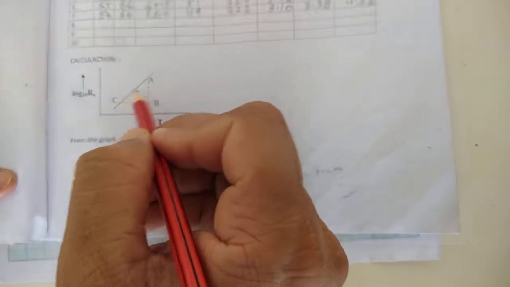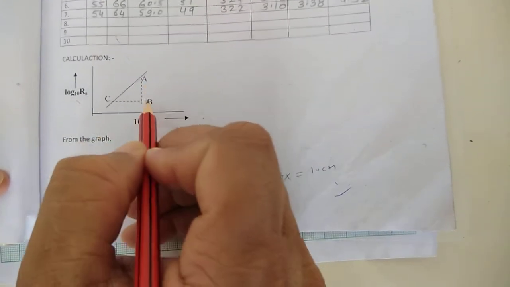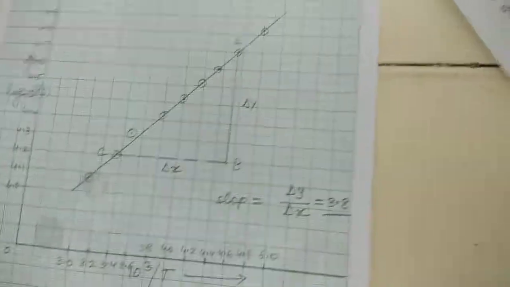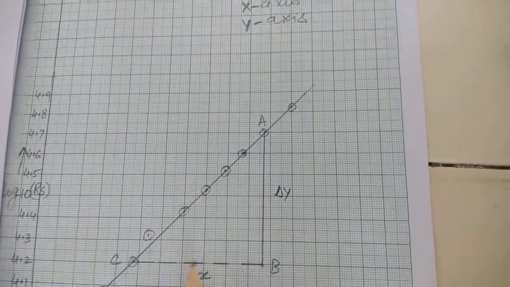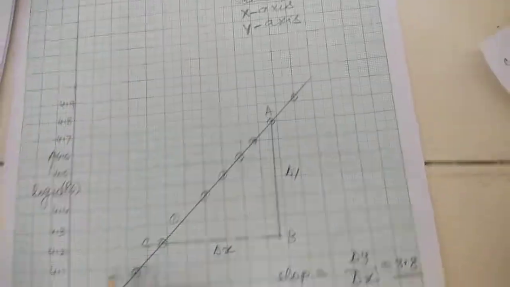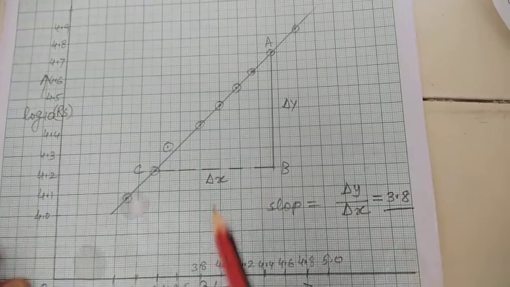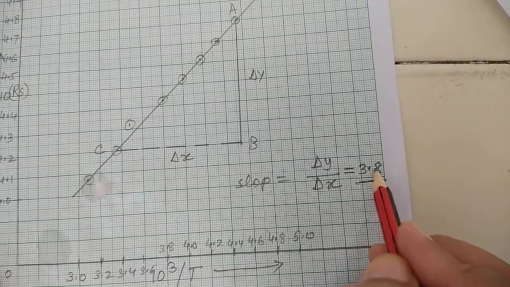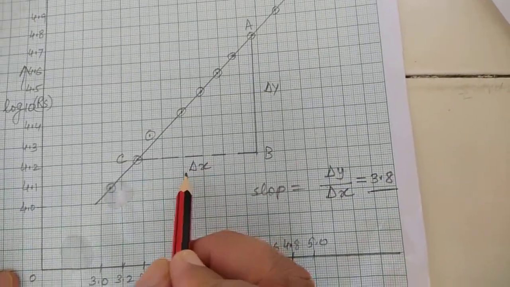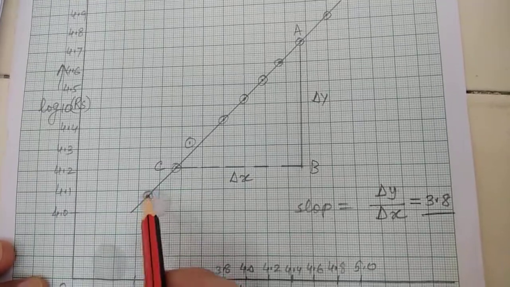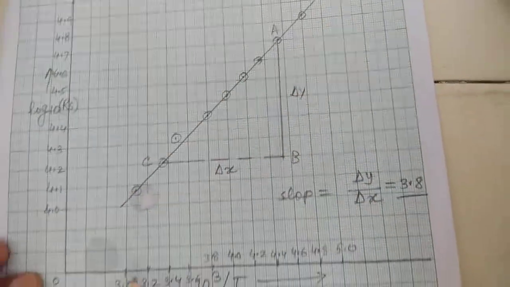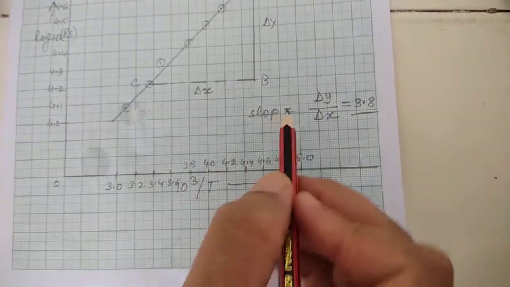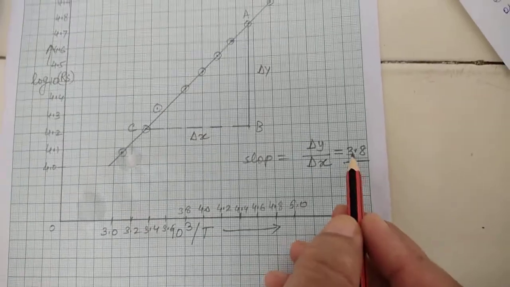So we can get a straight line, and the slope of this graph, AB upon BC, will give the value of slope. We have plotted a graph for these calculated values. So the slope is calculated as delta y upon delta x, which is equal to 3.8 in this case, because we have the values to place in this graph on the x and y axes. So we have found the slope from this graph as 3.8.